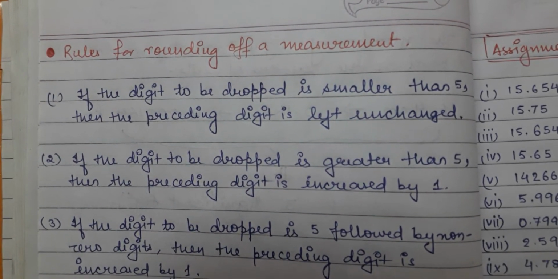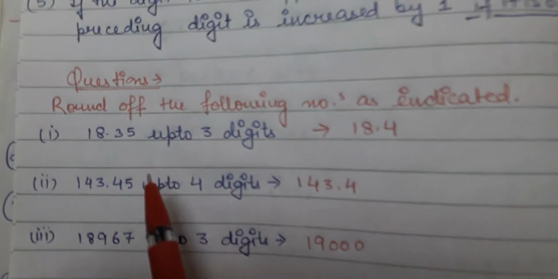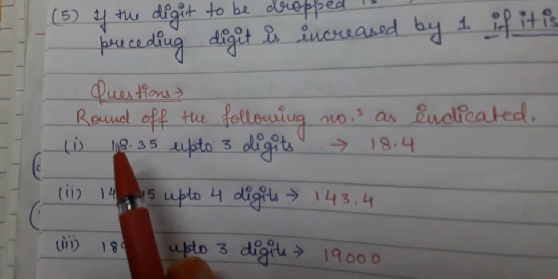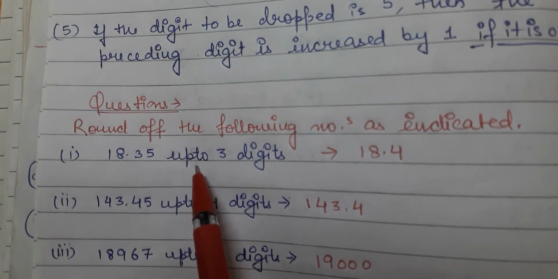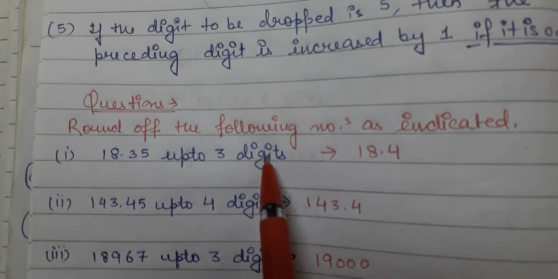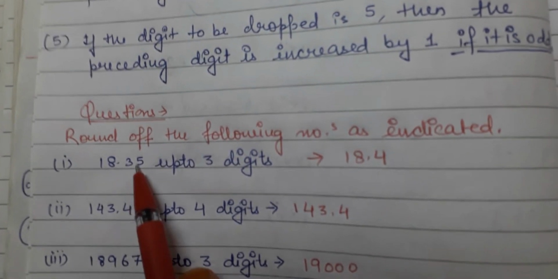Okay, then you no need to change the preceding digit. Suppose the first example, if I will give you, the first example says round off the following numbers as indicated. Suppose you have been given one question, 18.35, and the question is asking to round off the number up to 3 digits. What is the third digit here? That is 3.